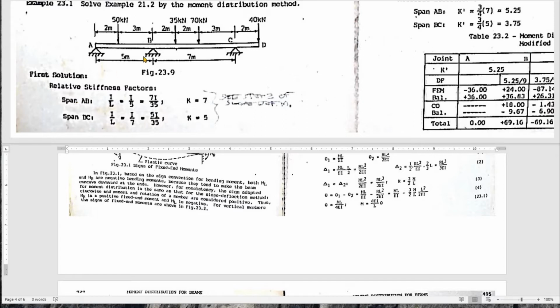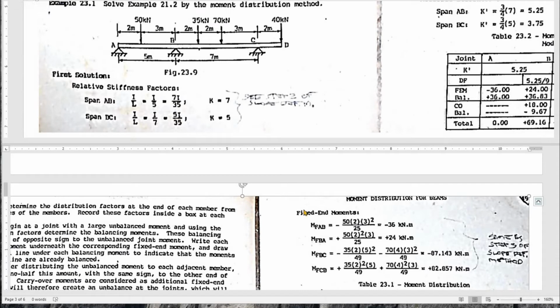So para sa span AB, we have I all over L. So that is I all over 5. For span BC, you have I all over L, which is I all over 7. Ngayon, kunin mo yung kanyang least common multiple, which is 35. So 1 over 5 is simply the same as 7 all over 35, and 1 all over 7 is simply the same as 5 all over 35. Kaya ang magiging K nila ngayon would be yung numerator. For AB, your K is 7. For BC, your K is 5.